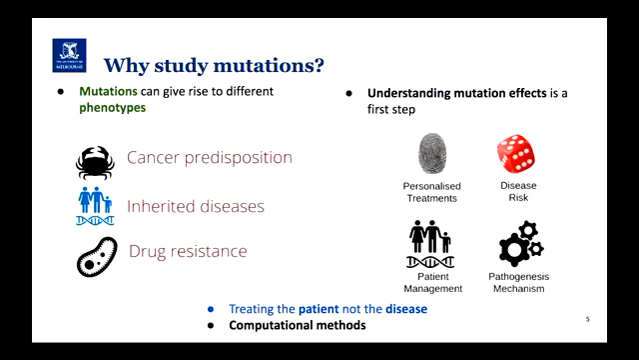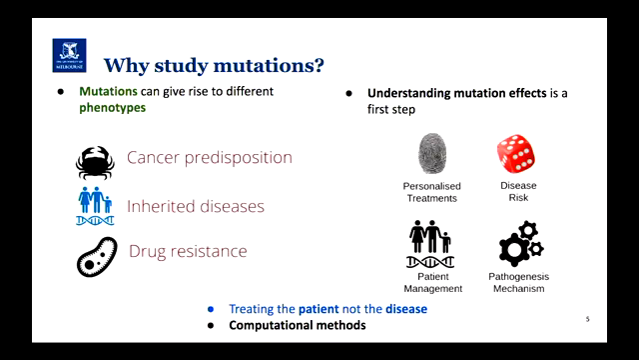So we also chatted about why we are studying mutations. The main reason is that mutations can give rise to different phenotypes. Some of them are very, very important for human health. For instance, mutations are related to cancer risk and cancer predisposition. A lot of mutations are also related to inherited diseases, and this is a major concern these days. Mutations are also part of the process of emergence of drug resistance in pathogens and also in cancer.